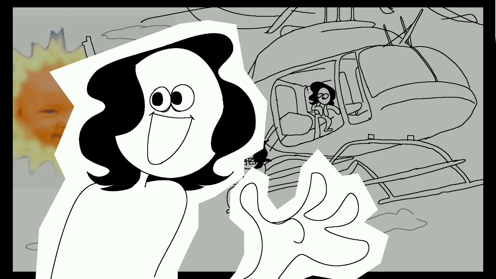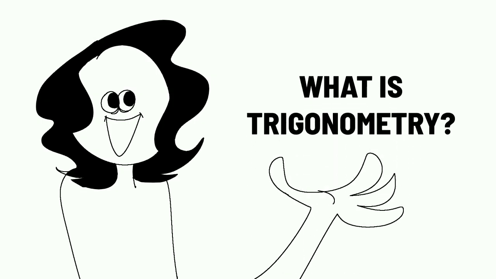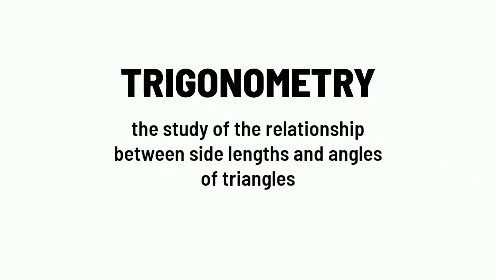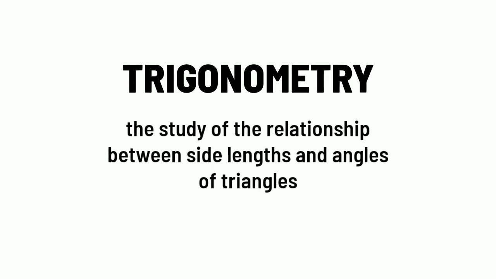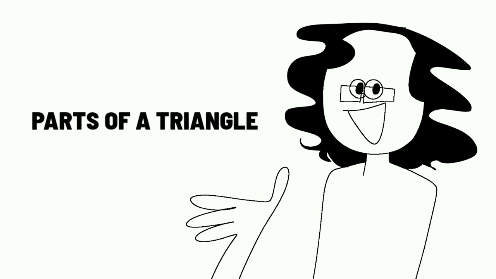1, 2. Before all of that happens, let's talk about trigonometry. First and foremost, what is trigonometry? Trigonometry is the study of the relationship between side lengths and angles of triangles, from the Greek word trigonon, which means triangle, and metron, which means to measure. Since trigonometry is all about triangles, let's talk about parts of a triangle.